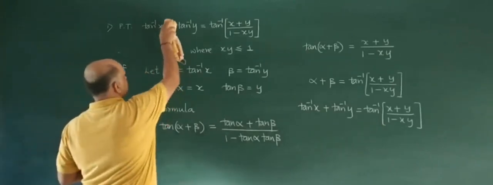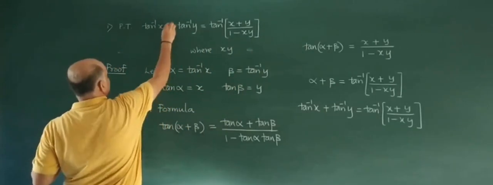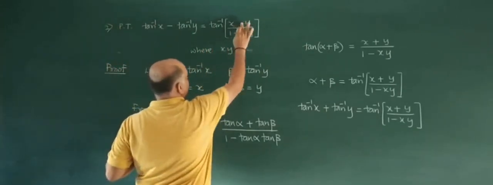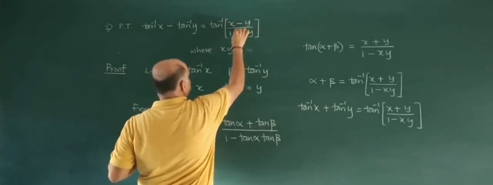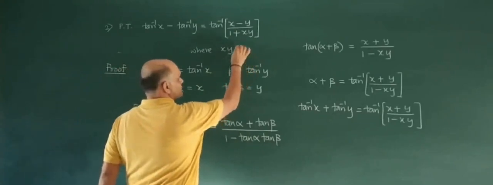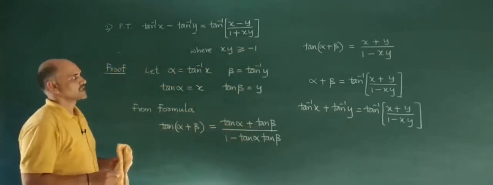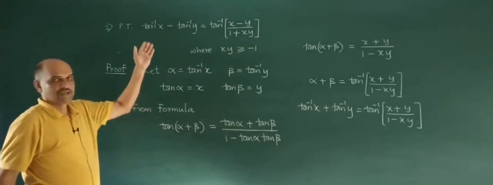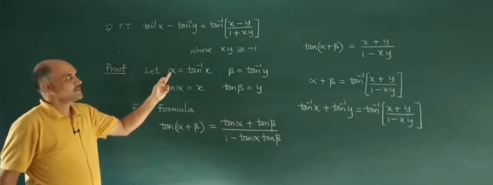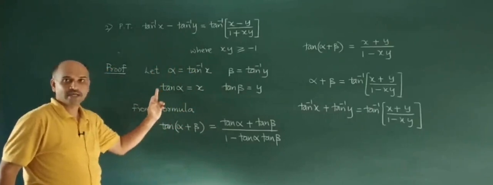Next, second one. Tan inverse x minus tan inverse y is equal to tan inverse of x minus y divided by 1 plus xy, where x into y is greater than or equal to minus 1. So the method remains the same. So you take this as alpha, this as beta. So here LHS will be alpha minus beta.